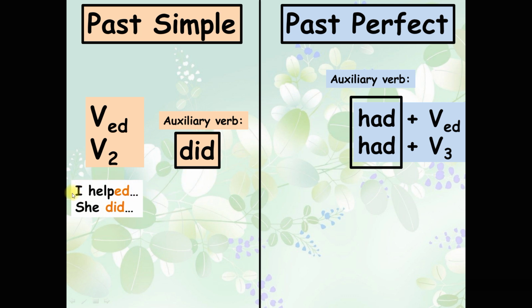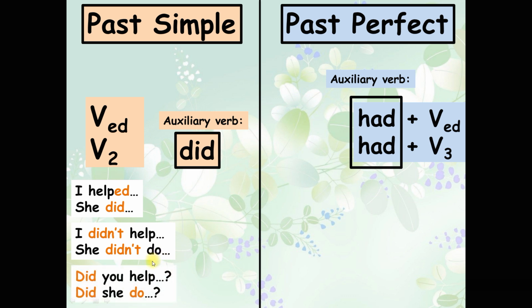The positive sentences in the past simple are I helped, she did. The negative ones are I didn't help, she didn't do. The questions are did you help, did she do? And the short answers to the first question. Did you help? Yes, I did. Or no, I didn't. Notice that when we use did or didn't, the main verb in the sentence takes its first form. We don't need the second form anymore.